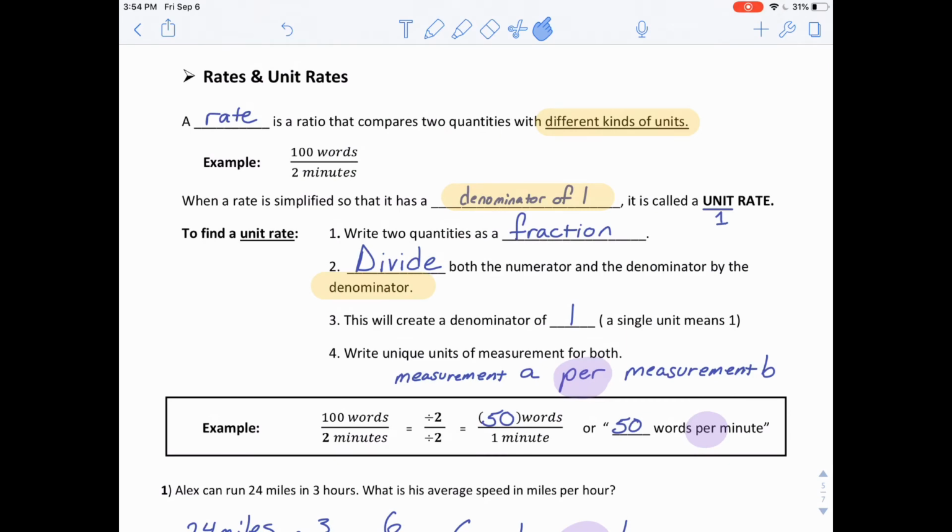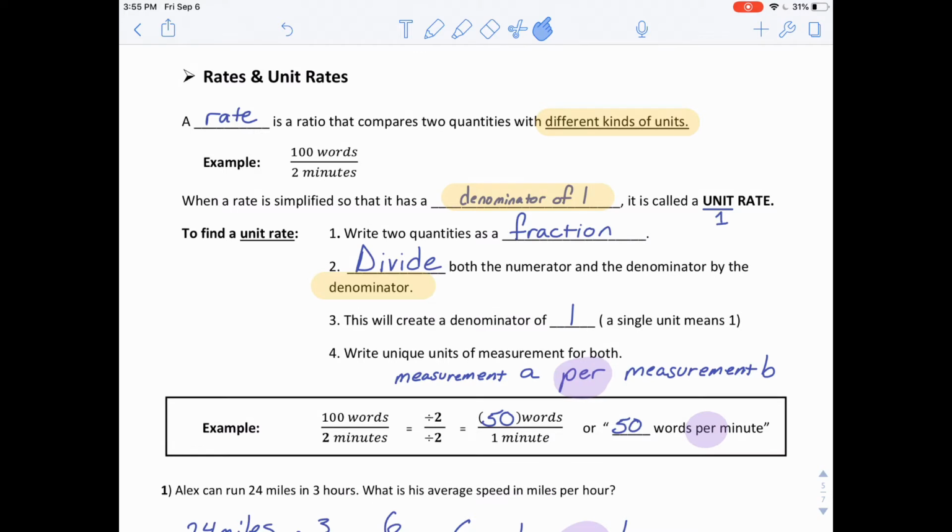Now we're going to take what we know about ratios and really bring it back to our goal, which was to calculate unit rates. And in order to do that, we first need to know what a rate is. So a rate is just a type of ratio, but a ratio that in particular is comparing two different kinds of units. For example, you could compare words to minutes, in 100 words to 2 minutes. When we simplify our rate to have a denominator of 1, that's when we take our rate and we give it a special name and we call it a unit rate. We call it a unit rate because 1 is a single unit.